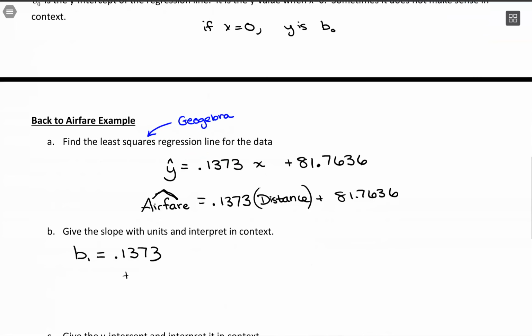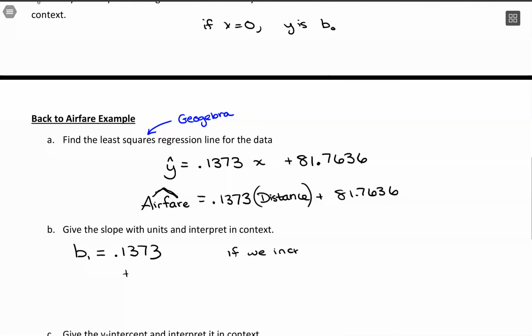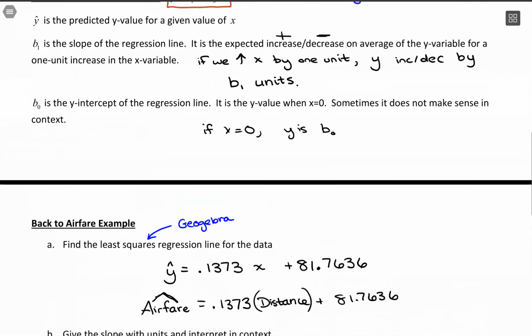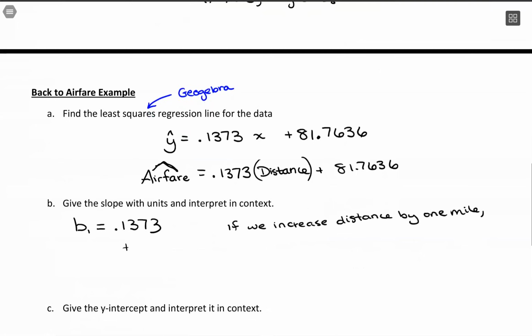So I could say, it's the idea of if we want to travel 1 mile further. So if we increase distance by 1 mile, so if we just change that by 1, that fits the sentence: if we increase x by 1 unit, y increases or decreases by b1 units. So I'd say y, which is airfare, capitalize it, airfare, and because it's positive, it's increasing.